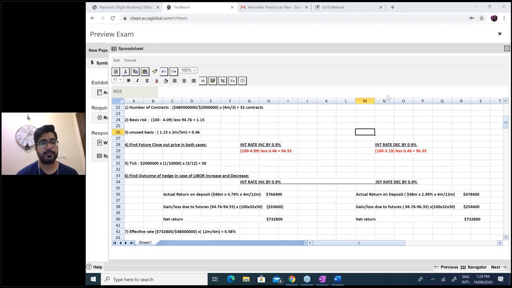Yes, it's the same. Step 7 is the effective rate formula. It's the net cost or return. What is the net cost or return? 732,800 over the borrowed or deposit amount, that's 48 million, into 12 months over the time period, that's 4 months. 4.58%. You just converted your answer 732,800 into a percentage.